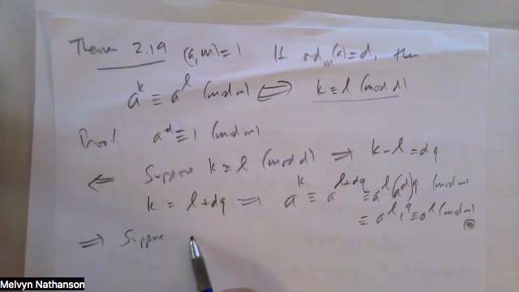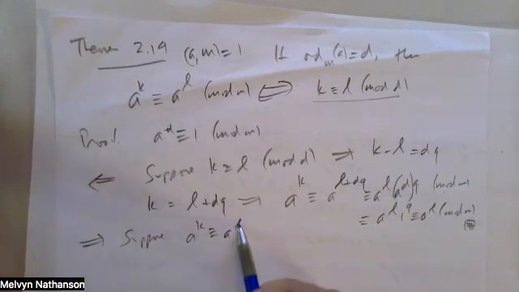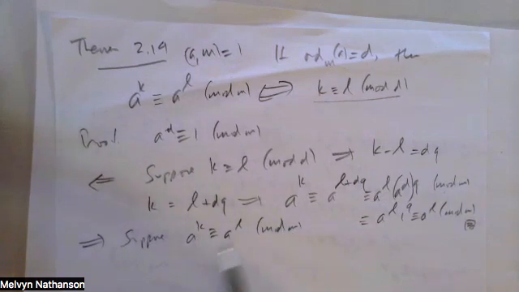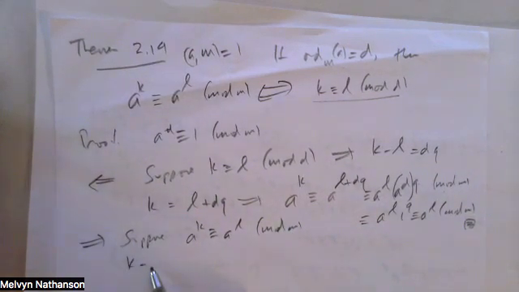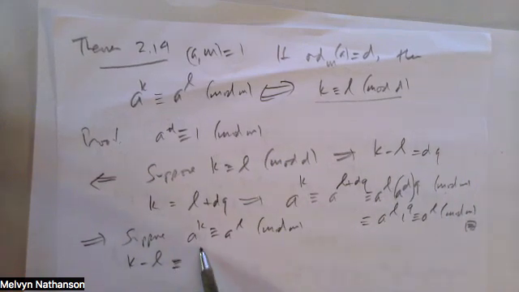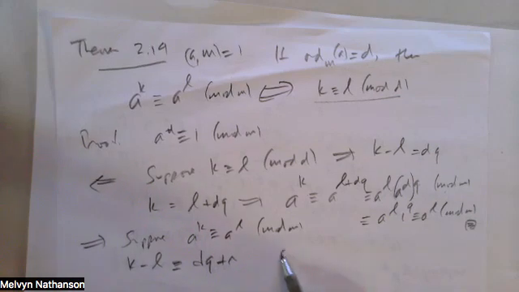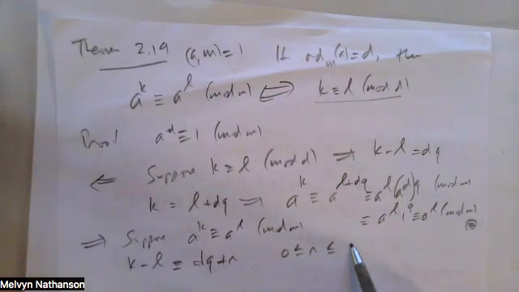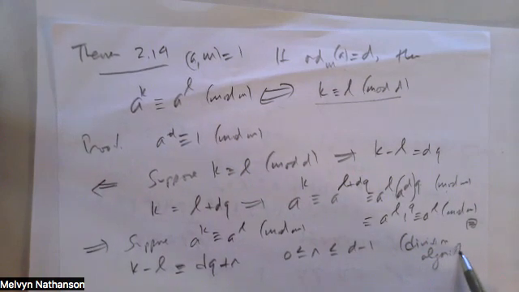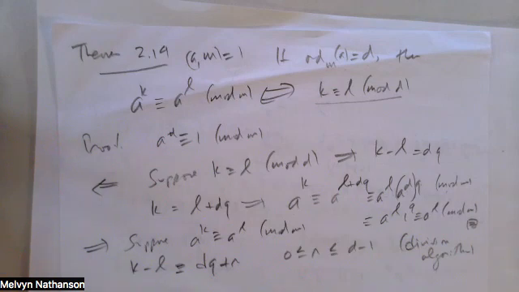Suppose a to the k is congruent to a to the l mod m. So look at the integer k minus l, and you can divide that by d, and you get a quotient plus a remainder, where the remainder is between 0 and d minus 1. This is just the division algorithm. K minus l divided by d gives you a quotient q and a remainder r.